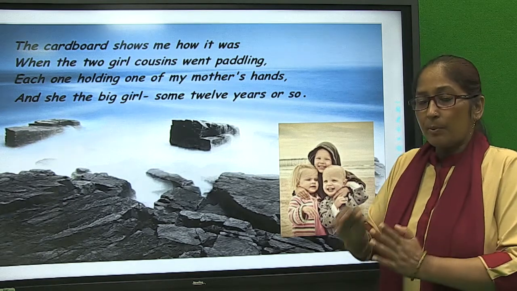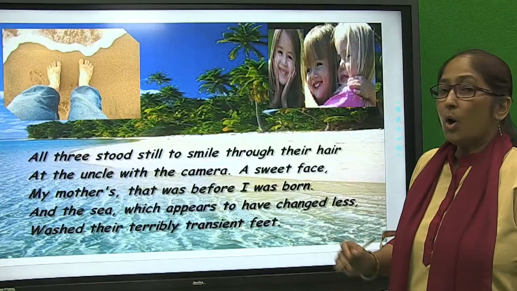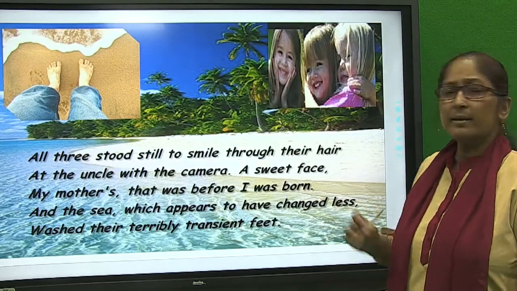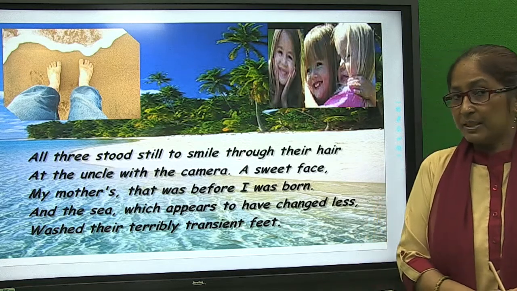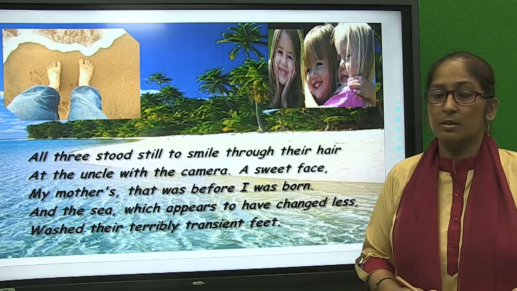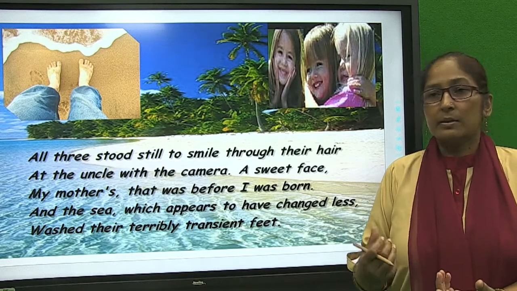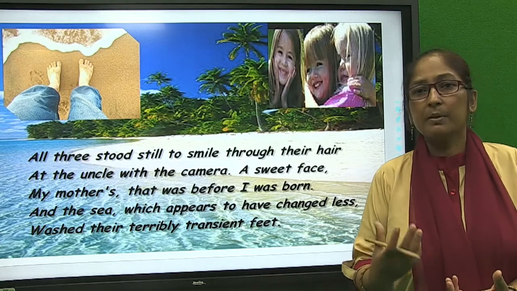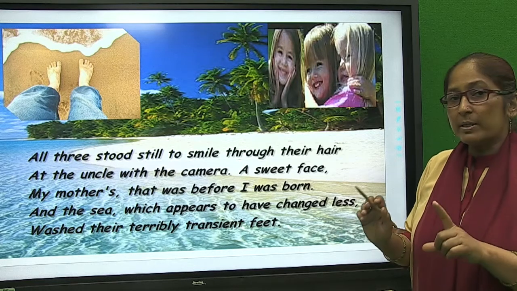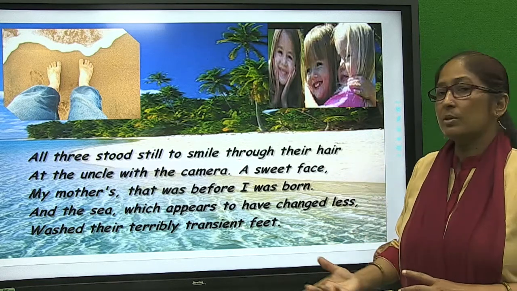It means the poet's mother was not married. She was a young girl. "All three stood still to smile through their hair." When we take a selfie or a photograph, what position should we give? Stillness. If we move, then our photograph will be blurred. So that's why these three girls were standing still to snatch their photograph.